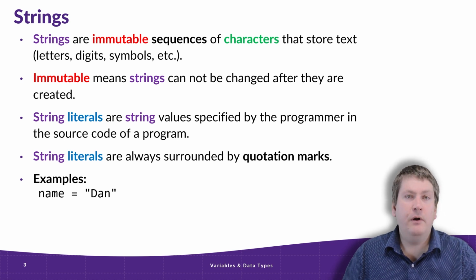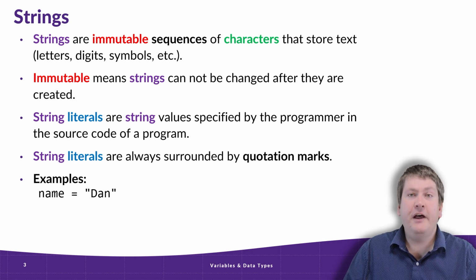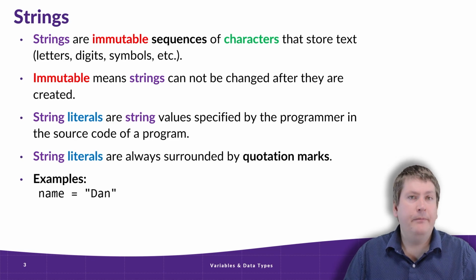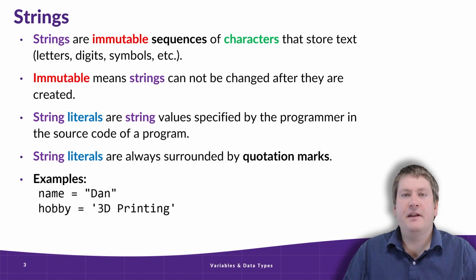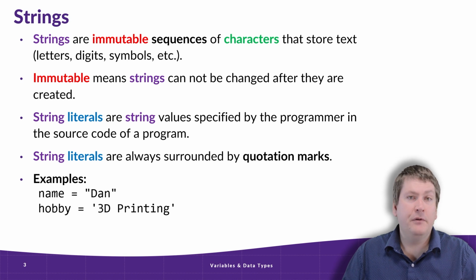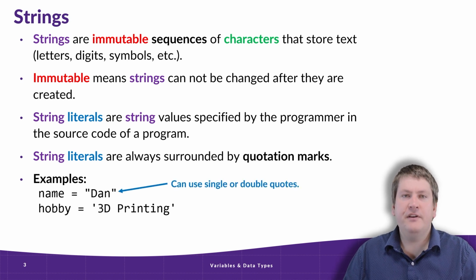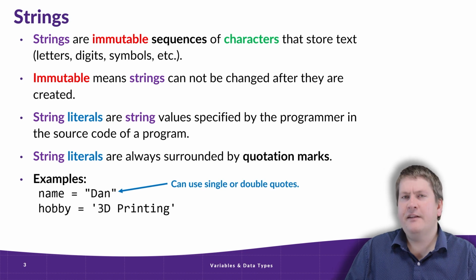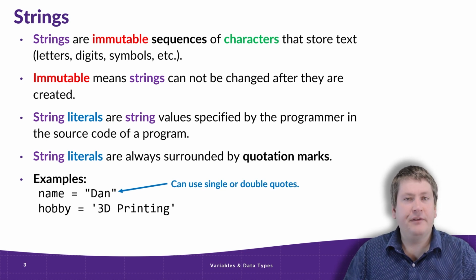Dan here in double quotes is a string literal. Its value is stored in a string object, which is assigned to the variable name. Here we see an example of a string literal using single quotes, which contains the text 3D printing. There's no difference between double and single quotes, except in one minor case that we'll be seeing soon.